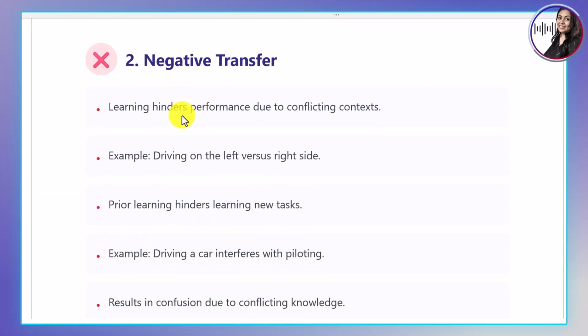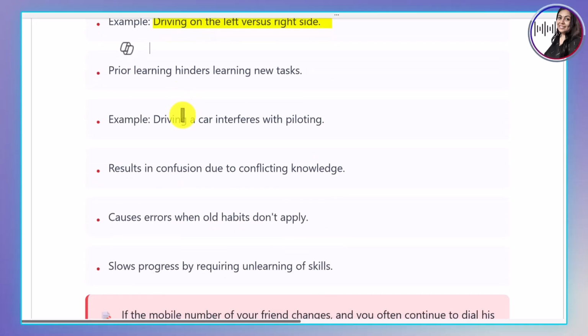In contrast, negative transfer of learning occurs when prior learning interferes with new learning. This usually happens when two situations are similar but require different responses. A common example is driving on the left side of the road versus the right side. Habits formed in one system can cause confusion in the other.